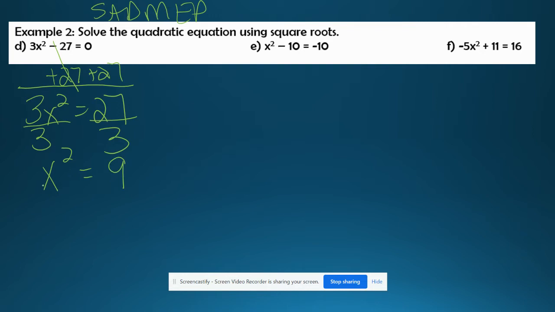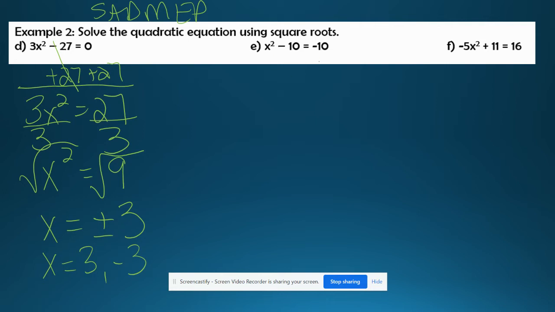And now we can get rid of the square by taking the square root. And we have plus or minus, and the square root of 9 is 3. So our solutions, x-intercepts, roots, zeros, are positive and negative 3. Again, you can write it as plus minus 3 or 3 comma negative 3, whichever works best for you.